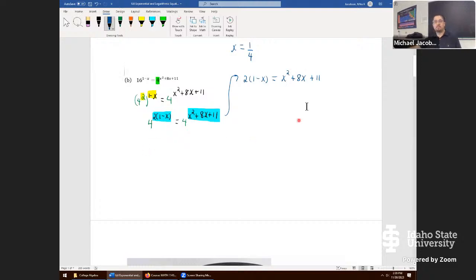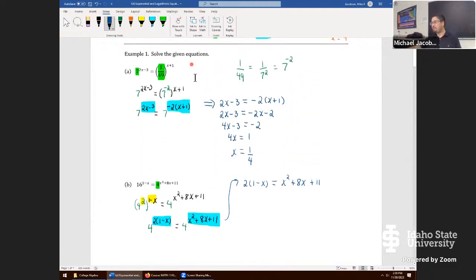This one's not as nice. Once we went to this format, we don't have the linear equation like in part A. That's now a quadratic equation. If you see a power 2, the strategy is now get 0 on one side and start factoring or using the quadratic formula. We can begin by, say, distributing the 2 in. It's 2 minus 2x equals x squared plus 8x plus 11.